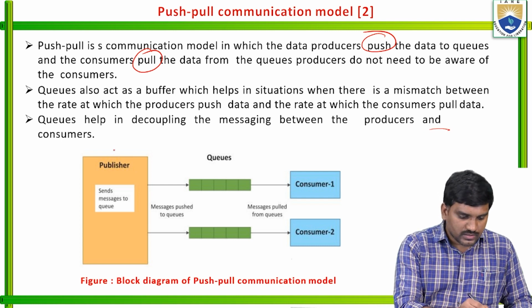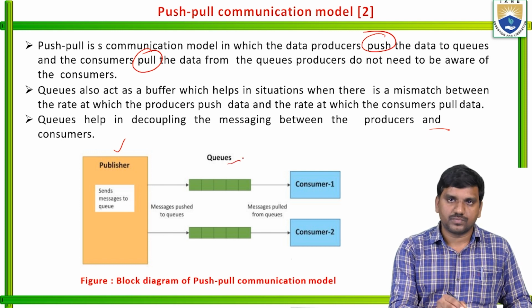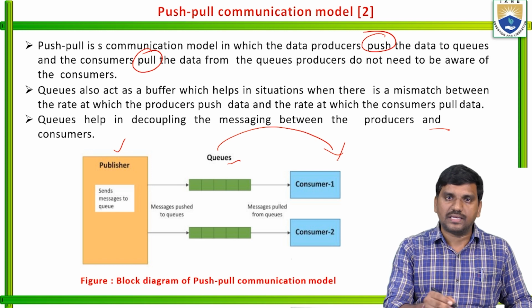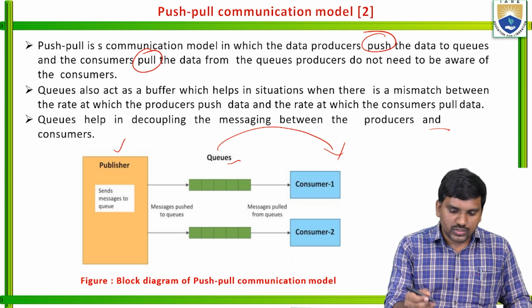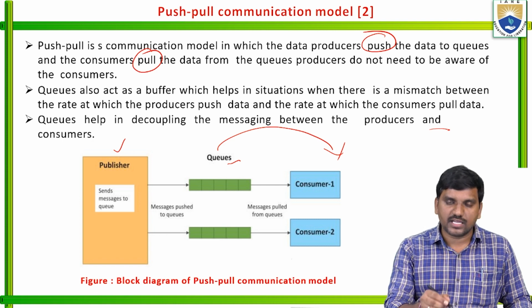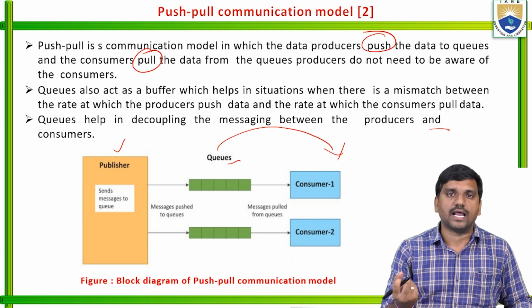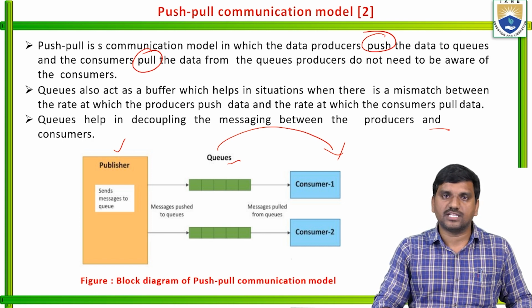So here the publisher sends messages to the queues. After that we have consumers. So this is the complete block diagram of the push-pull communication model. Here the data producer can push the data and the consumer can pull the data. So this is the third type of communication model, that is push-pull.